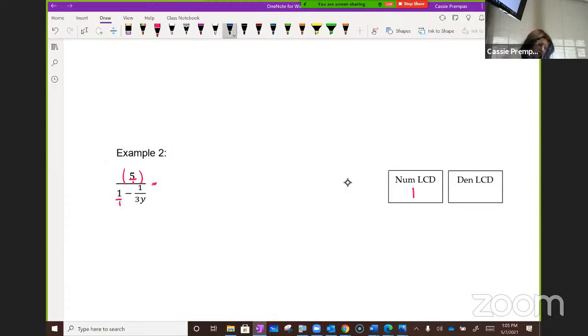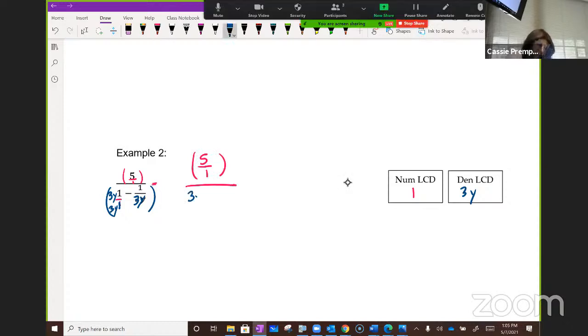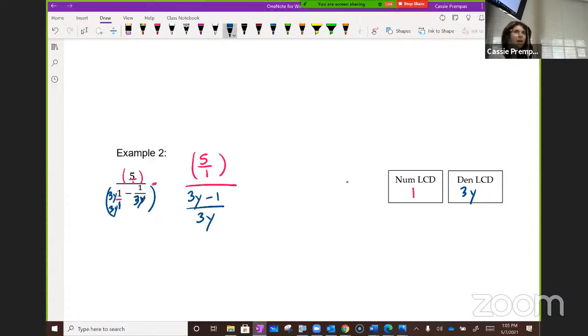But now looking at the denominator, what's the least common denominator between 1 and 3y? 3y, perfect. So we're going to multiply this by 3y over 3y. And that gives me 5 over 1 divided by, now I can go ahead and write 3y minus 1 over 3y. You don't have to write it out horizontally. I just prefer to because then I'm not missing any restrictions. So this is the same as 5 over 1 divided by 3y minus 1 over 3y.